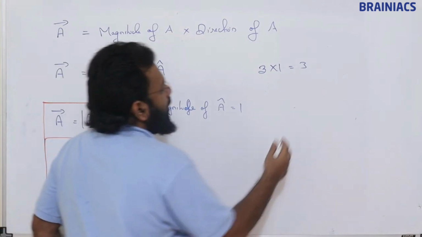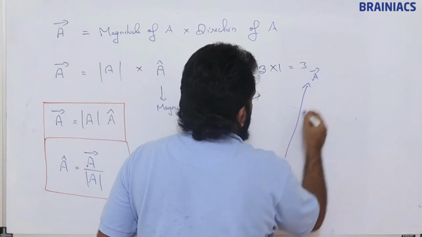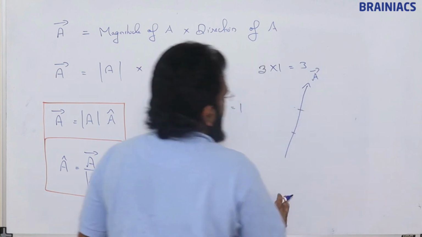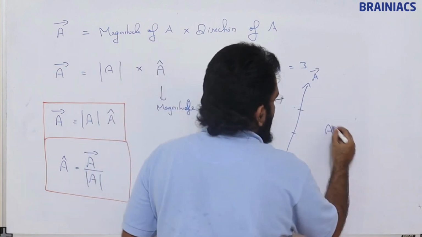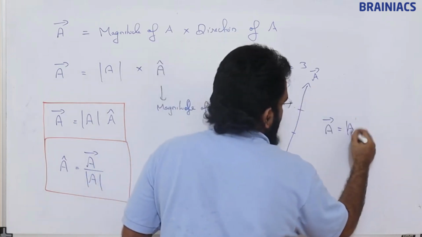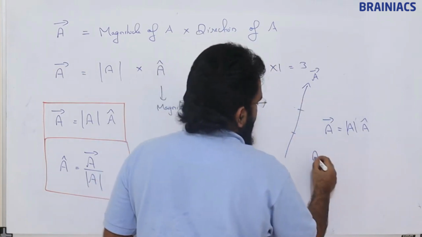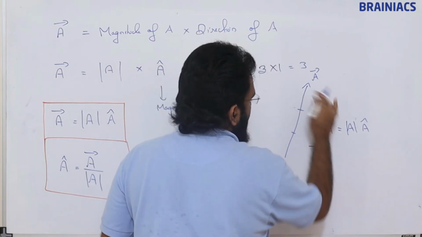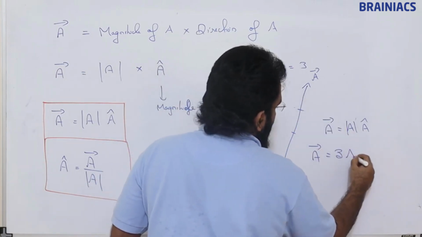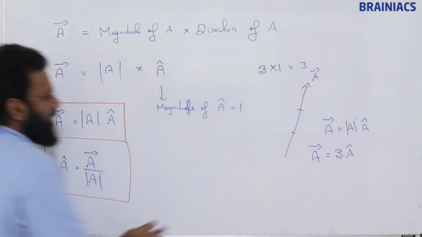Suppose we draw a vector like this, if this is vector A, 1, 2, 3. So what is vector A here? It is its magnitude, 1, 2, 3, into the unit vector direction. This is its magnitude, and this unit vector is nothing but the direction of vector A. Clear?